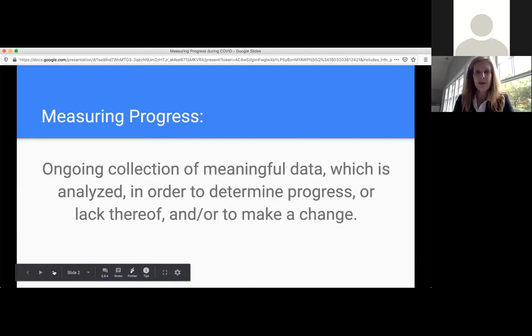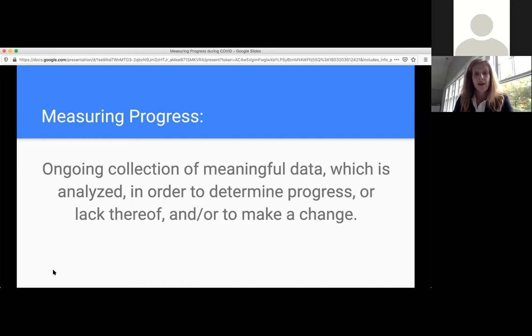Special education is filled with a lot of defined terms and a lot of jargon, quite frankly. And when I was putting together this presentation, I came up with my own summary sentence of what I'd really like to discuss with you today and what I'd like to try to unpack. So when I think of measuring progress, I think of the ongoing collection. And when I say ongoing, I mean a systematic, regular, consistent method. So an ongoing collection of meaningful data. And when I use the word meaningful, I mean data that is really informed by the goals and the objectives that are in your IEP.